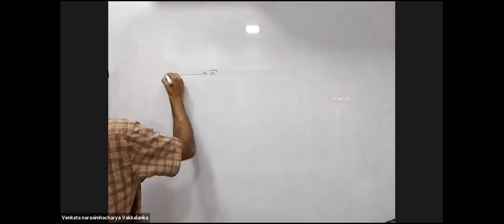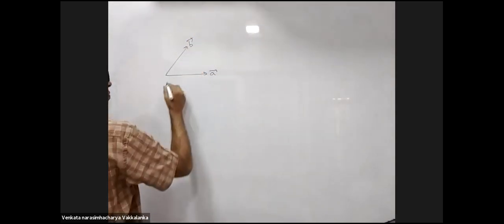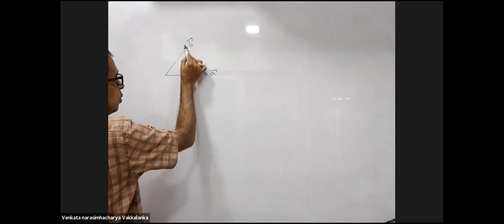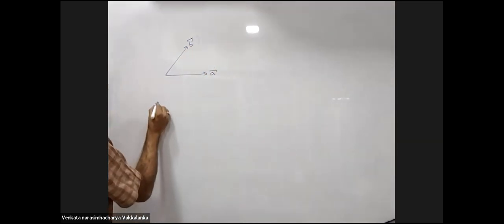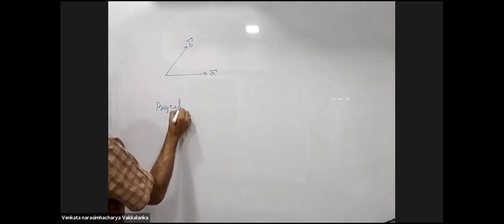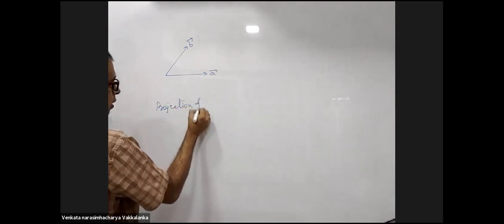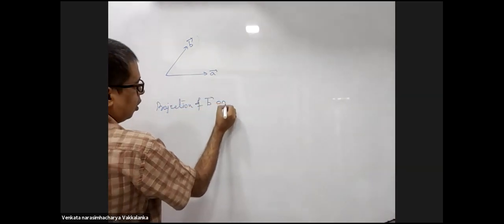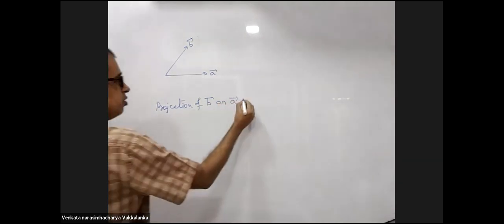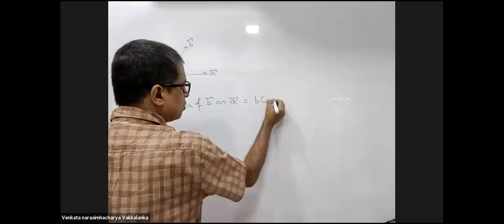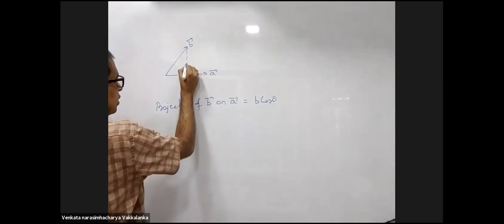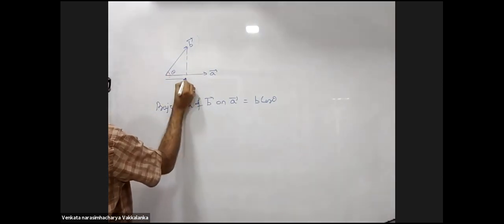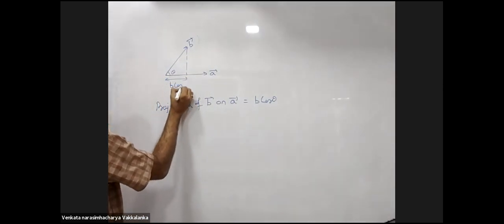Now, one more tricky situation here. If this is A and this is B, and I ask you what is the projection of B on A, please listen to this carefully. Projection of B on A is how much? B cos theta. Projection of B on A is this length, B cos theta.